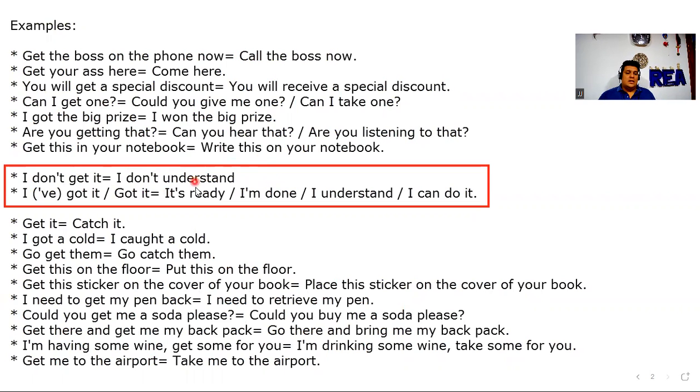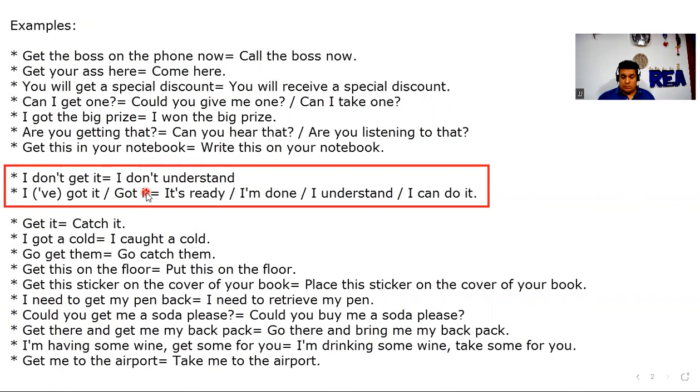Okay. And as you can see, I have a box here. I put these two phrases because these are native speaking phrases. I don't get it. It means I don't understand. This is really common to hear in daily speaking.